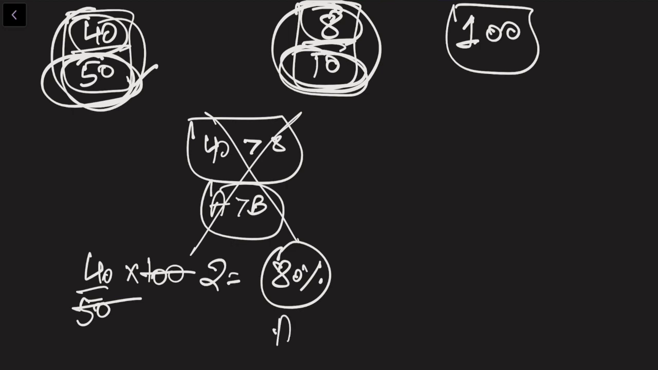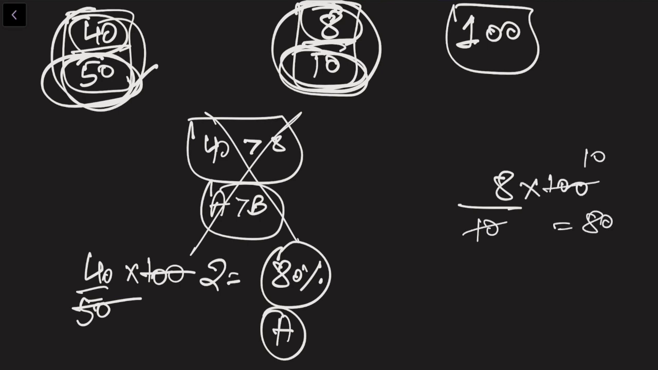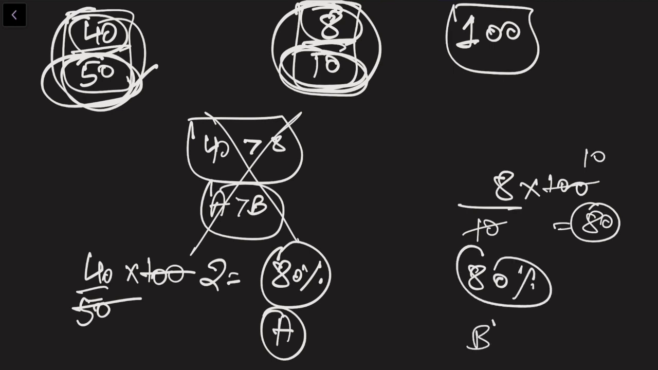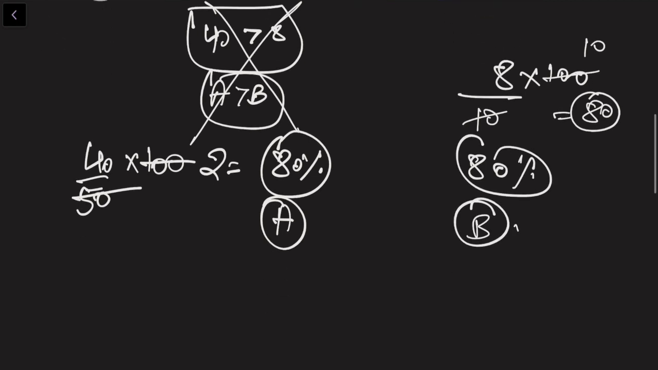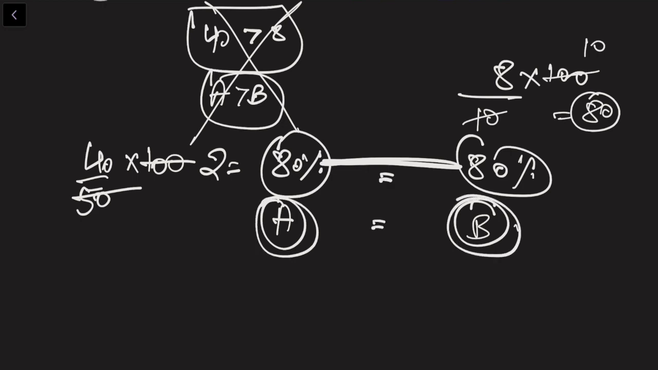So A has got 80% marks, and B, 8 upon 10 into 100, is equal to 80. So 80% marks B has also got. So both of them have 80 percentage of marks. 80%. So that is equal. Basically A has got equal percentage of marks as B.